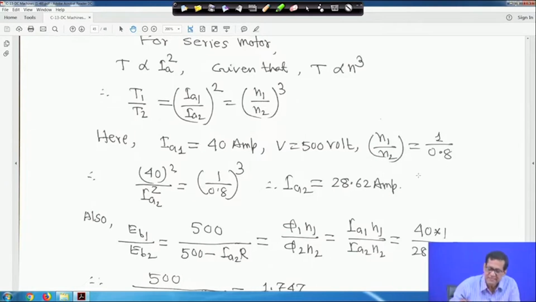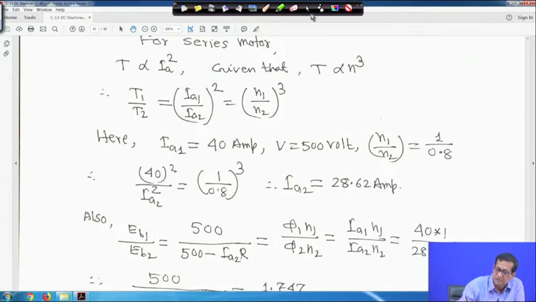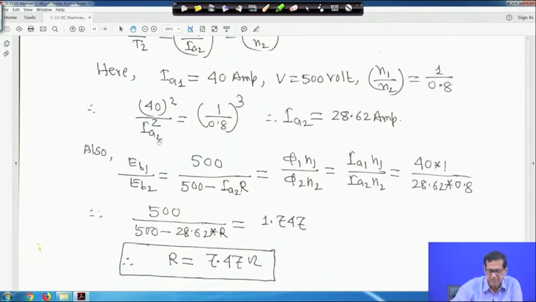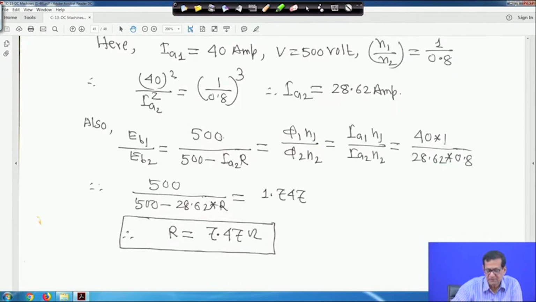I mean it is something like this. If the first case is N, then the second case is 0.8 N. Therefore N upon 0.8 N is equal to 1 upon 0.8, that is written here. So these are the data given. So 40 square upon IA2 square is equal to 1 upon 0.8 cube, from which we get IA2 is equal to 28.62 ampere. Now also we know EB1 is 500 volt, first case given.